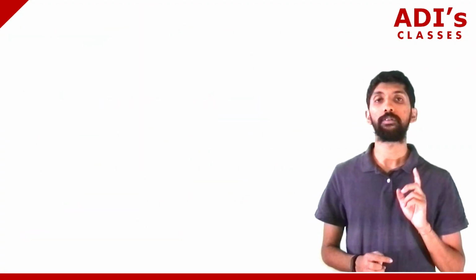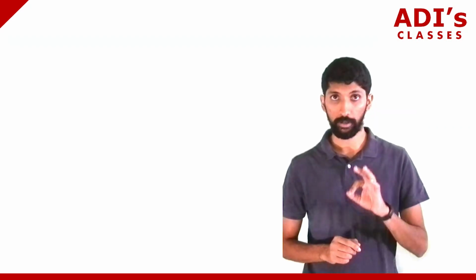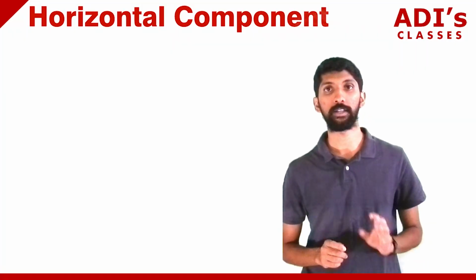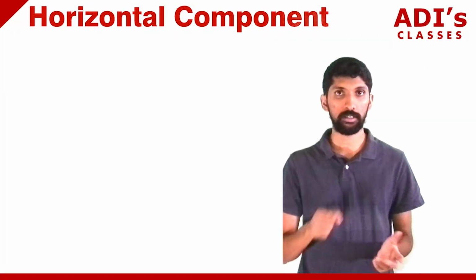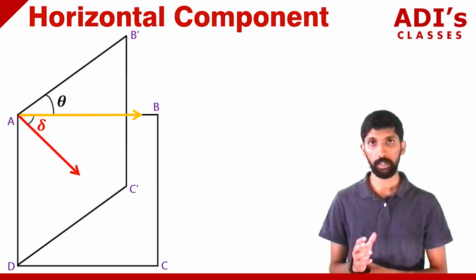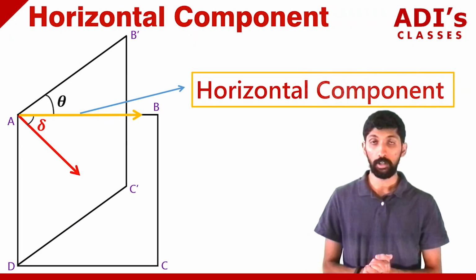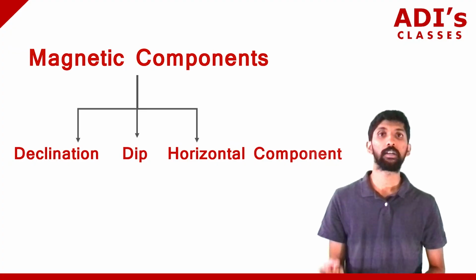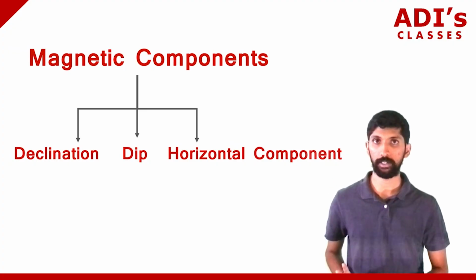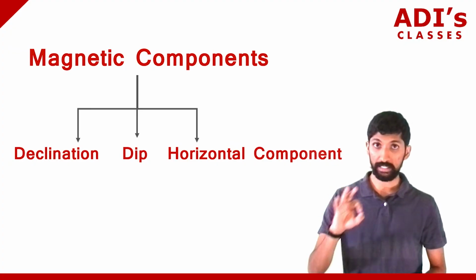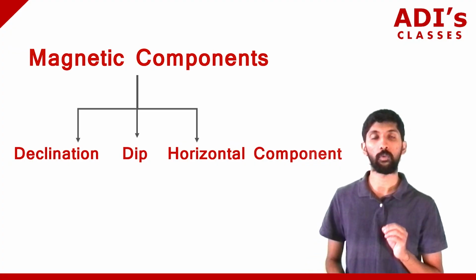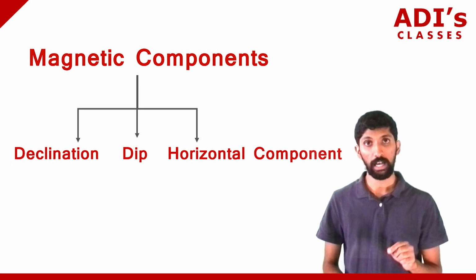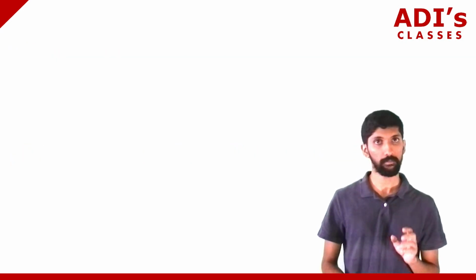Now, the third thing, the very important thing, is the horizontal component of the Earth's magnetic field. The name itself suggests this is the horizontal component. If you look at the figure, this is the one. So we have three things: the declination, the dip or inclination, and the horizontal component of magnetic field. Using these three components, we figure out the net intensity of the Earth's magnetic field at that particular point.